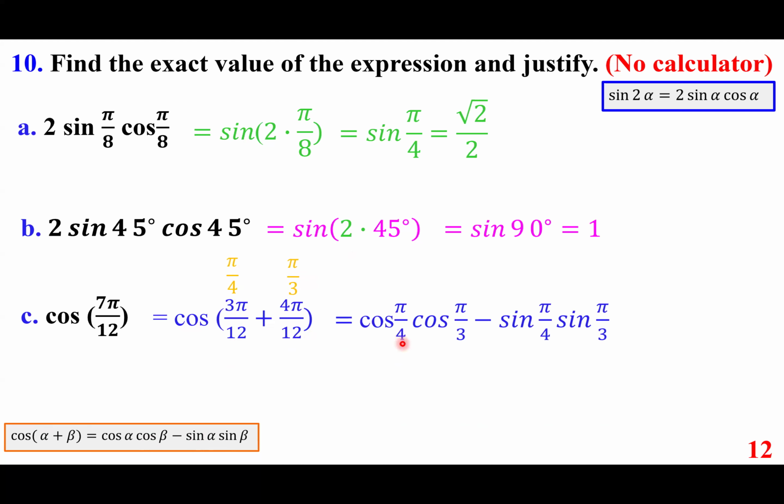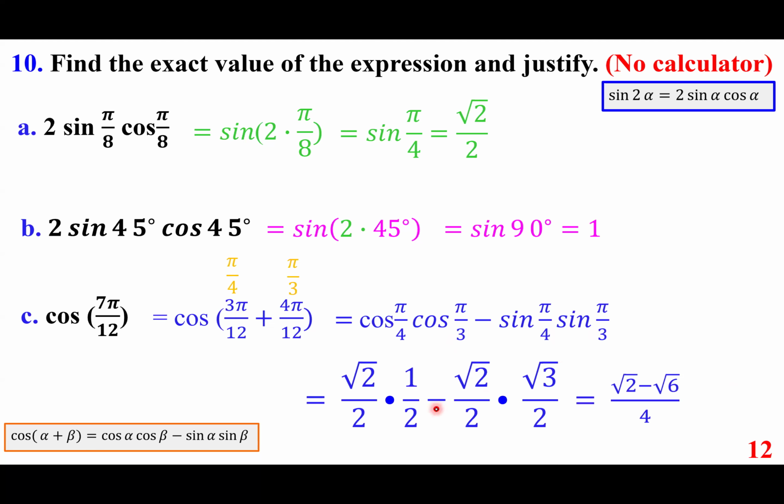So cosine of pi over 4 is square root of 2 over 2. Cosine of pi over 3 is 1/2, minus sine of pi over 4, again square root of 2 over 2, but sine of pi over 3 is square root of 3 over 2. And so I hope you recognize the denominator is 4, so simply a fraction bar with the denominator 4. The product of these two is square root of 2, and these two is square root of 6, negative in between. Square root of 2 minus square root of 6 over 4 is the final answer, everybody.